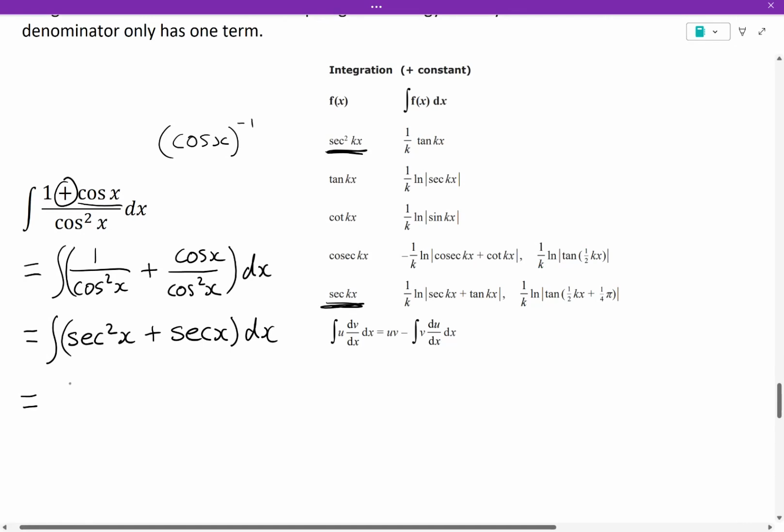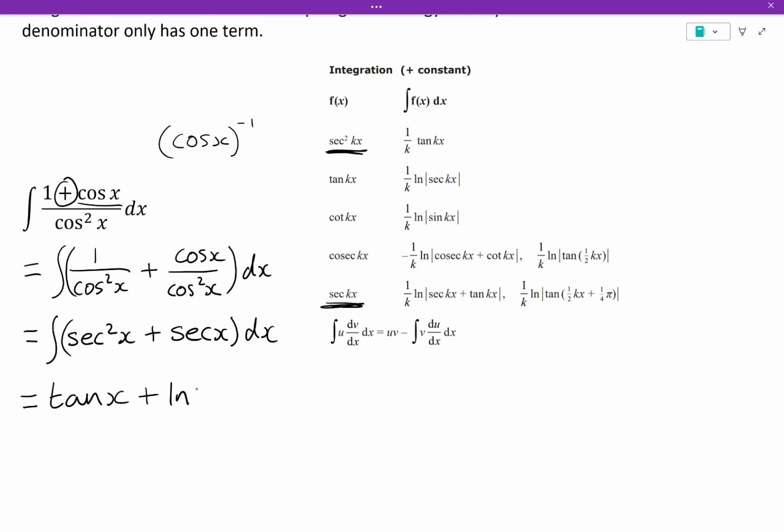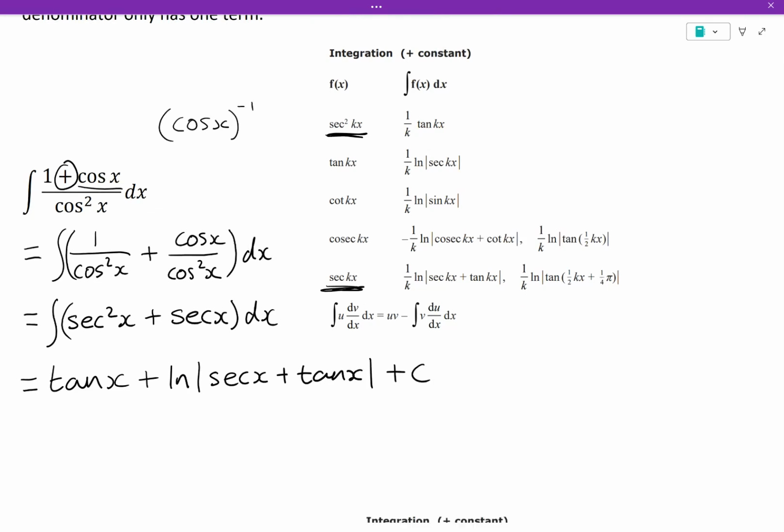So the sec squared x, when integrated, would give us tan x. And then when we integrate sec x, if we look at this one, it's a little bit more complicated. We get the natural logarithm of the modulus of sec x plus tan x. And then, of course, we would have plus c. And that would be our final answer. Let's have a look at another question.